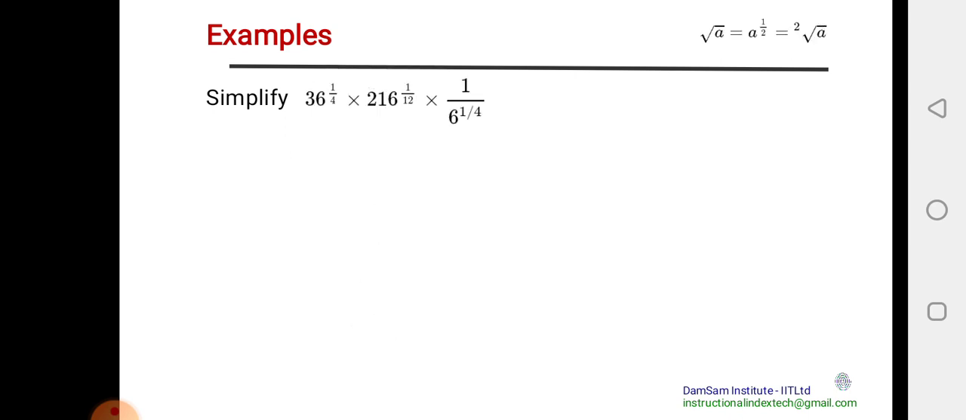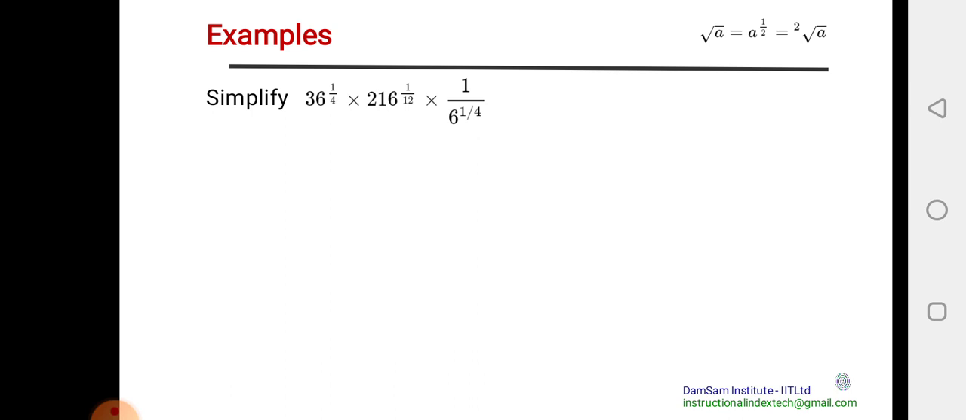Let's look at the next example. 36 raised to power 1 over 4 times 216 raised to power 1 over 12 times 1 over 6 raised to power 1 over 4. Looking at this law, just always look at the law at the top right corner of the screen. A raised to power 1 over 2 is the same thing as the square root of a. That's what they call it, square root of a.